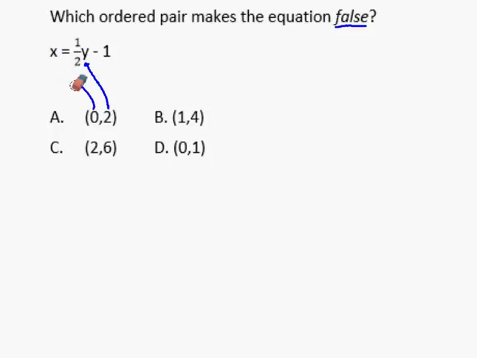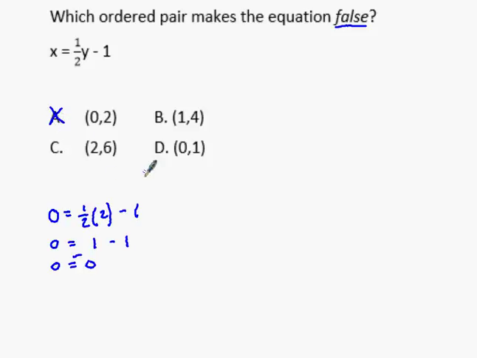I'm going to erase these arrows that I made because I'm going to test every point. So first we'll start with the ordered pair 0, 2, and we're going to plug that in for the x and the y. So instead of x equals, we'll have 0 equals 1/2, and instead of 1/2 y, we're going to have 1/2 times 2. And then we still have the minus 1. Well, 1/2 times 2 is just 1, and 1 minus 1 is indeed 0. So that checks out. This ordered pair, when plugged in here, creates a true statement, so that's not the answer we're looking for.